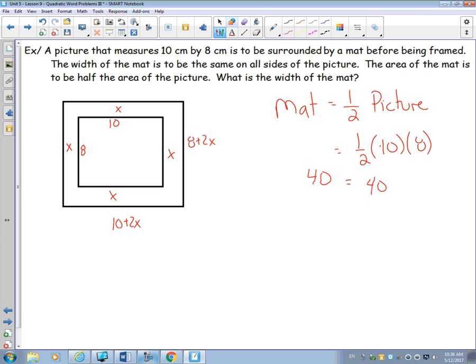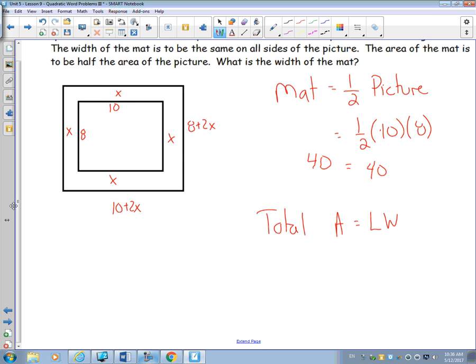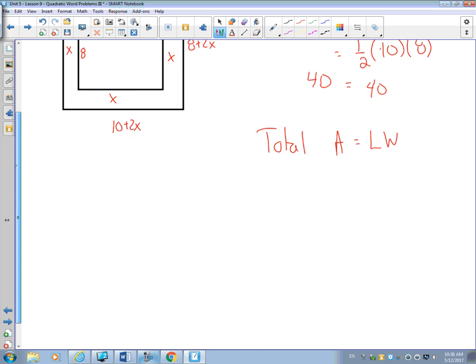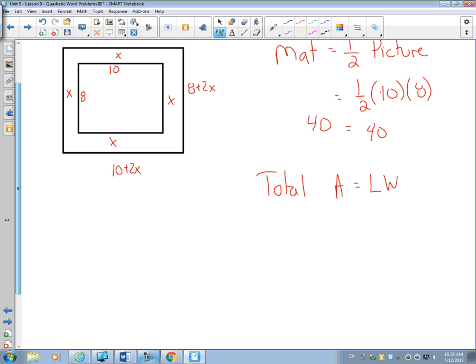Okay, so what's the area? What do we got to make an equation here? So the area of the whole thing, the total, is area equals length times width. So here's where you have to think a little bit. What is the total area? The area is made up of the picture and the mat. Now the picture isn't 40. The picture itself is 10 by 8. It's 80. The mat is 40. So notice that we have two parts here, the picture and the mat. The overall shape is 8 plus 2x times 10 plus 2x. Okay, so two things going on there. We've got the area of the picture and the area of the mat.